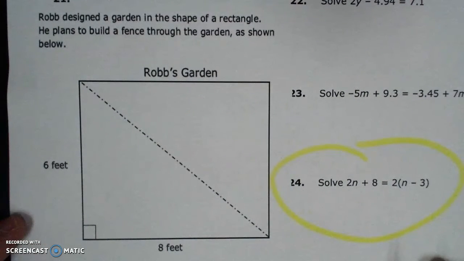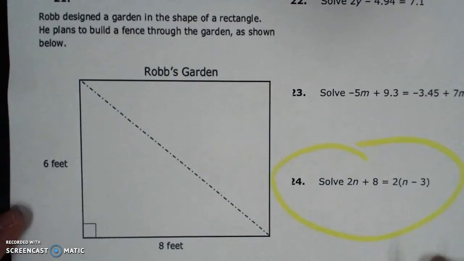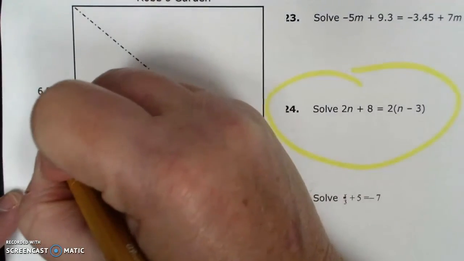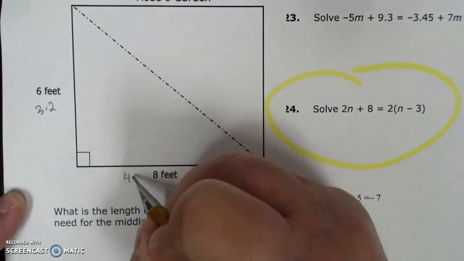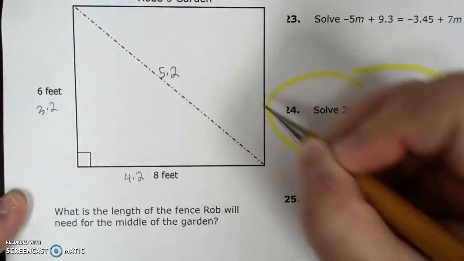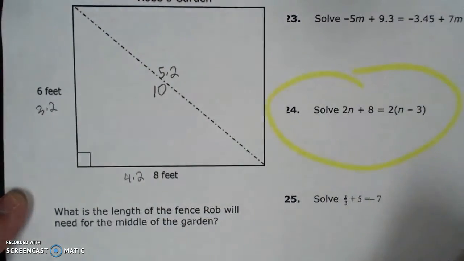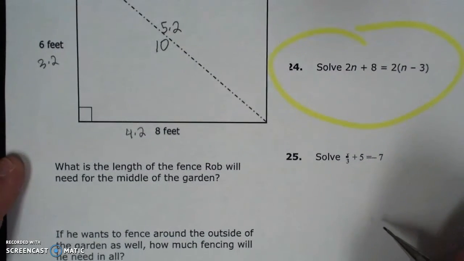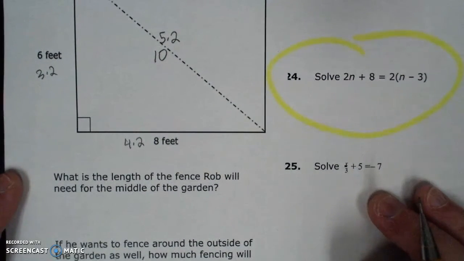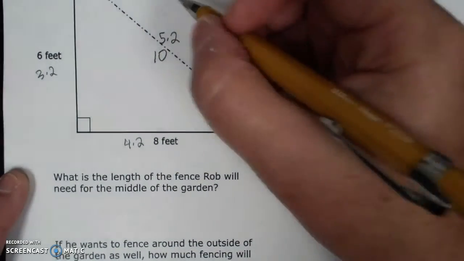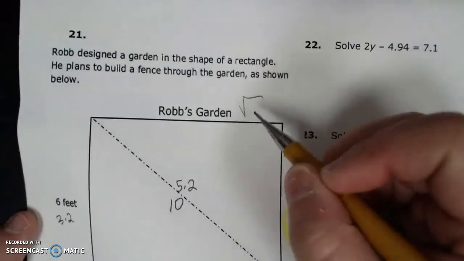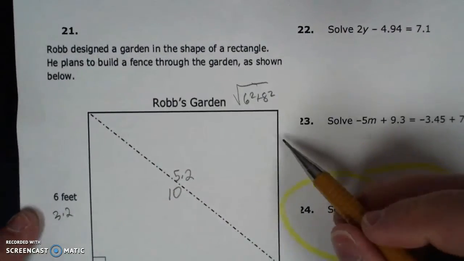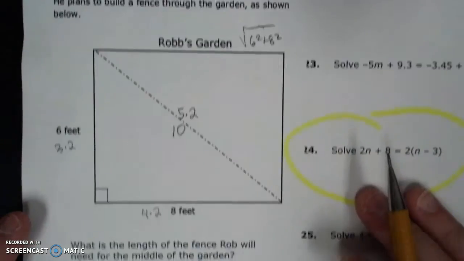Rob designed a garden in the shape of the rectangle. He plans to build a fence through the garden as shown below. 6, 8. This is 3 times 2. This is 4 times 2, so that has to be 5 times 2. So this is 10. What is the length of the fence? We'll need it for the middle of the garden. Okay. The other way to do it would be 6 squared plus 8 squared, and take the square root, and that would still give you 10.